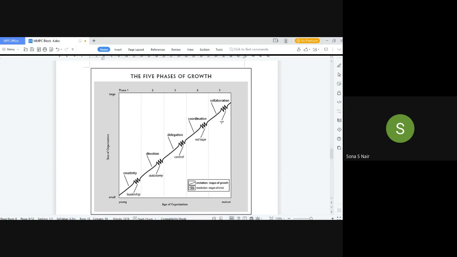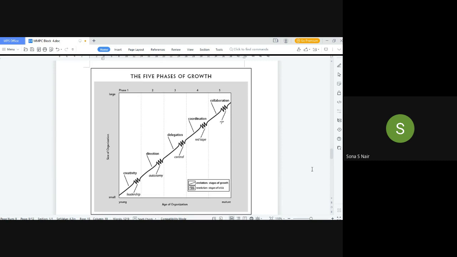Fine. What would the organizational managers do? They would give autonomy to these employees, delegate authority and responsibility to them. Now they would start feeling important, and then the organization will enter into another smooth phase of growth.